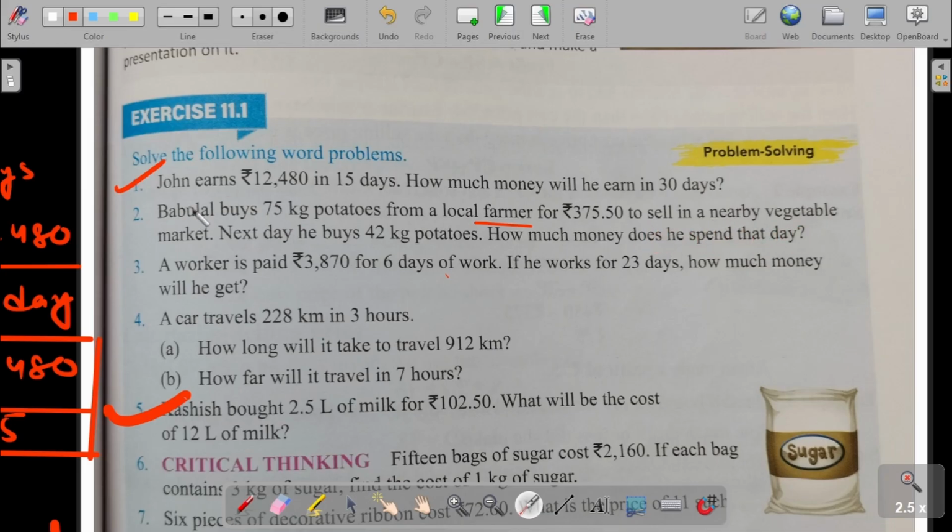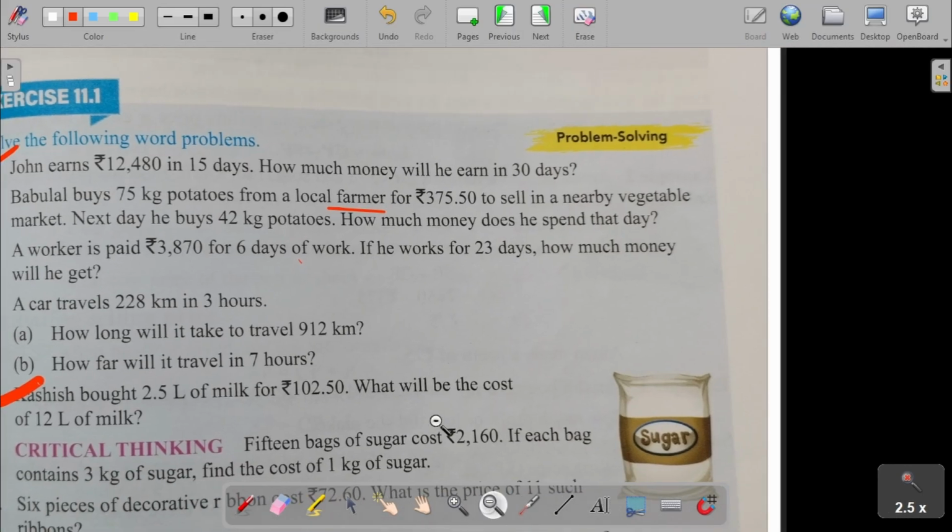Okay, তাহলে বাবুলাল কি করেছে? 75 কেজি পটেটো বাই করেছে লোকাল ফার্মার থেকে কত টাকা দিয়ে? 375.50। এটা কি? সেল করার জন্য একটা ভেজিটেবল মার্কেটে। নেক্সট ডে হি বাইস 42 কেজি পটেটোস। তাহলে পরের দিন সে কতগুলো বাই করেছে পটেটো? 42 কেজি। তাহলে হাউ মাচ মানি ডাজ হি স্পেন্ড দ্যাট ডে? তাহলে আমি যদি এই যে 42 কেজি পটেটোর প্রাইসটা বের করতে চাই, তাহলে আমাকে কি বের করতে হবে প্রথমেই? হোয়াট ইজ দ্য প্রাইস অফ 1 কেজি পটেটোস? Note down the solution of question number 2.